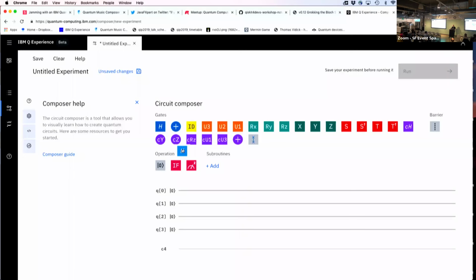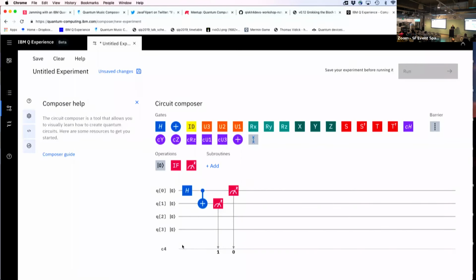So we'll drag a Hadamard gate down here, and then we will drag a C-NOT gate here, and then we'll go ahead and measure it, drag a couple of measurement apparatuses here. There it is, measurement. Measure that qubit, measure this qubit, and when we measure it, we're going to put it on a classical wire.